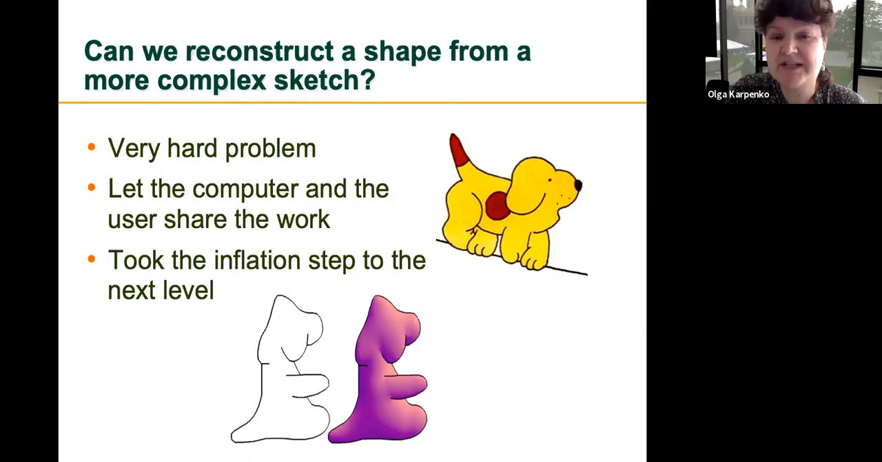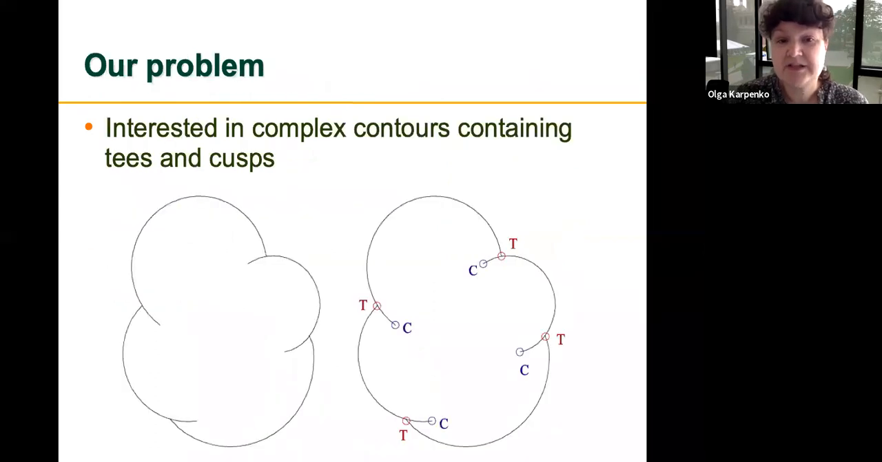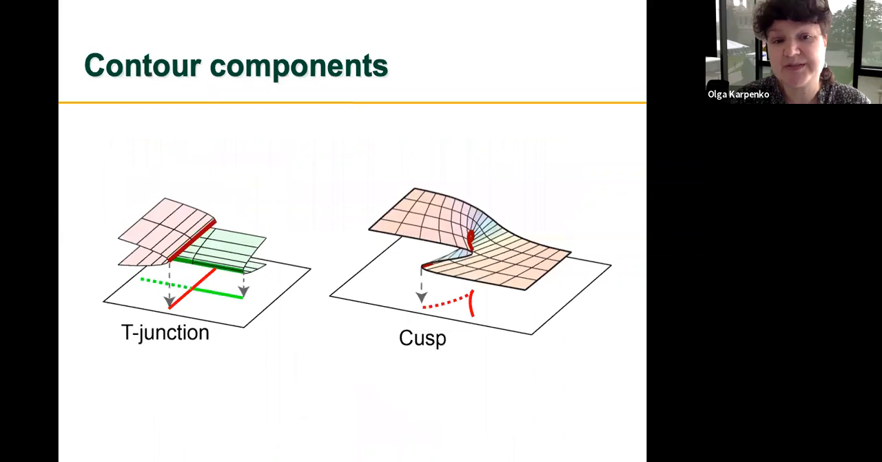So we can start with a sketch like the one shown on the bottom and create a 3D model that matches it. And you can see that the sketch on the left-hand side, unlike sketches in the previous systems that we saw, has various junctions. So we are interested in contours that are more complex, that contain those junctions that you can see here. And in particular, they contain something called T-junctions and cusps.